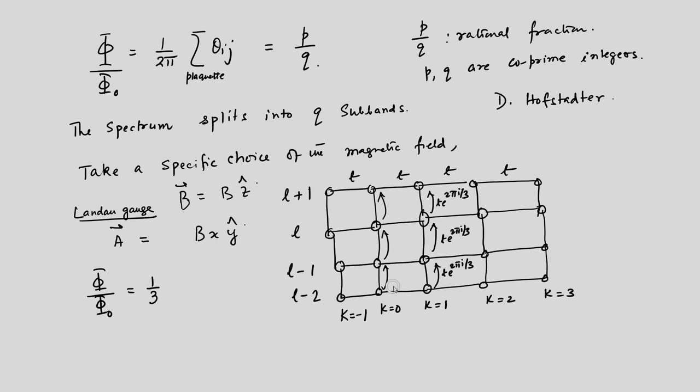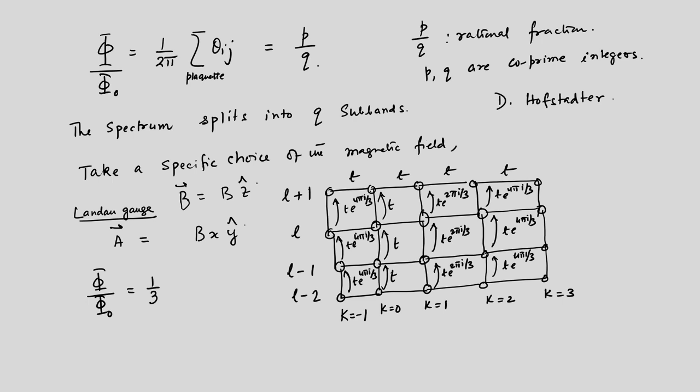So at k equal to 0 it will still be t, of course. So this will be like t exponential 4 pi i by 3, t exponential 4 pi i by 3, t exponential 4 pi i by 3, and so on. And similarly, there will be t exponential 4 pi i by 3 along these bonds. Okay. So t exponential 4 pi i by 3, and so on. And all the horizontal hoppings are, of course, t.